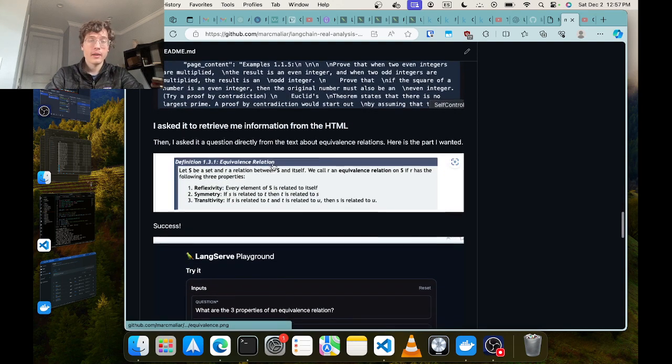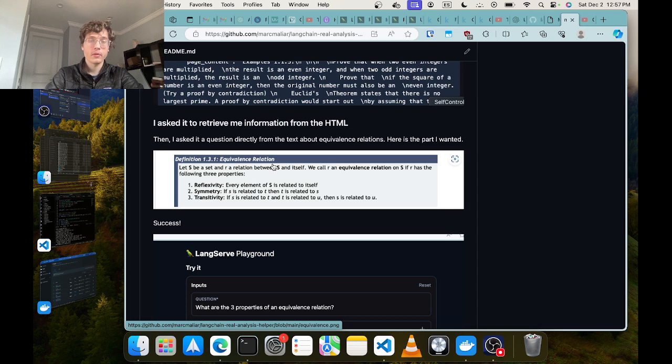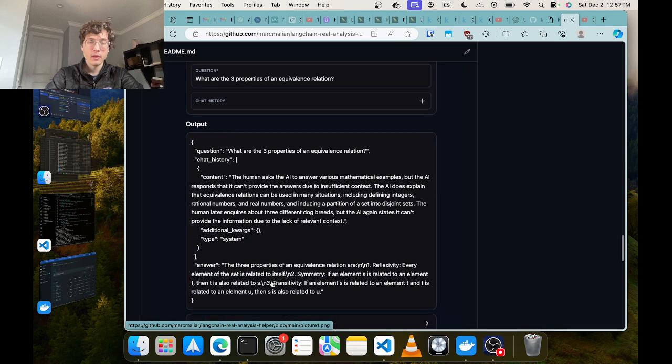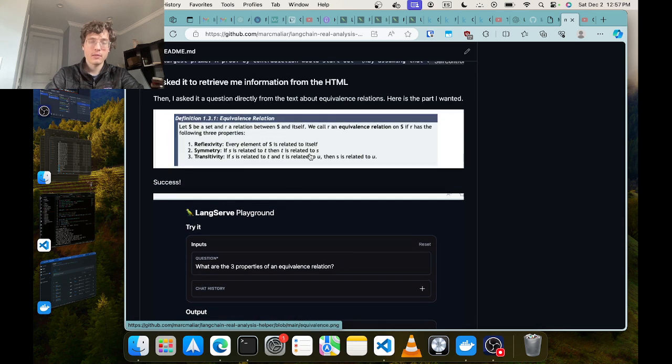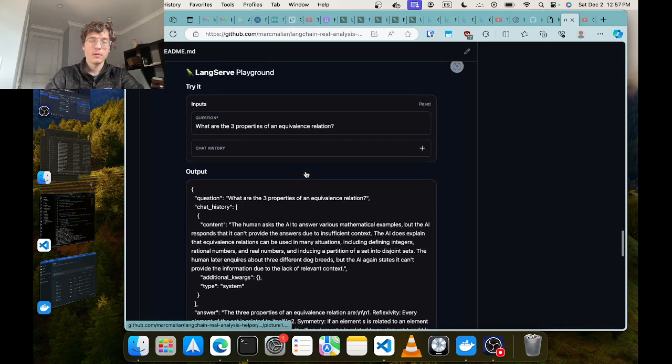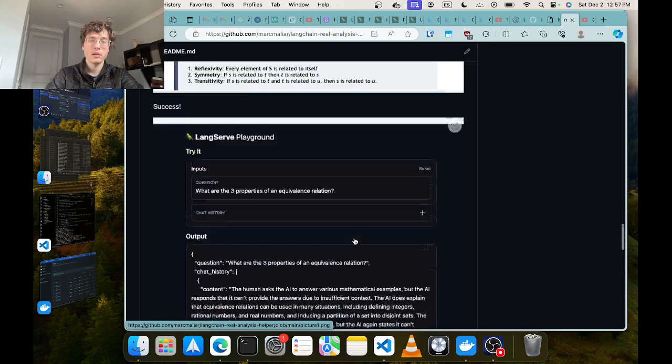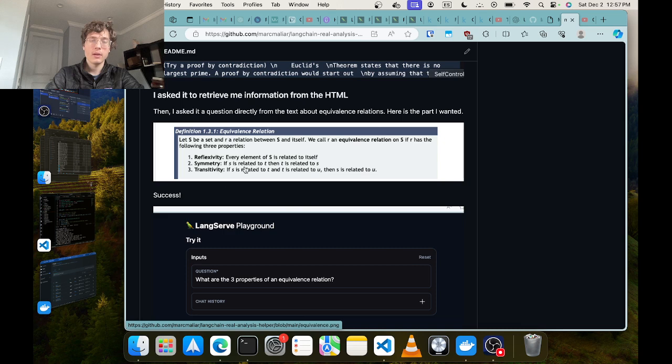Here's the next thing. Another example, another question that I tried to ask it. This time I asked something that was directly found in the document. Tell me what the definition of an equivalence relation is. What are the three properties? And the answer I got back is that the three properties are reflexivity, symmetry, and transitivity, which is exactly the same wording used. Even the variables are the same in the answers that it gives. So that's certainly a great thing. If we were to look at the documents here, it would provide this text right here as the most important document to answer the question.